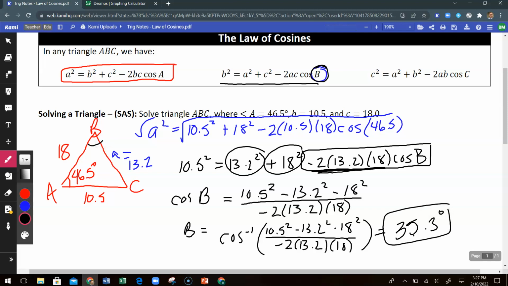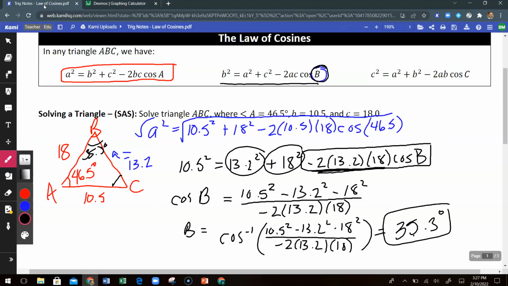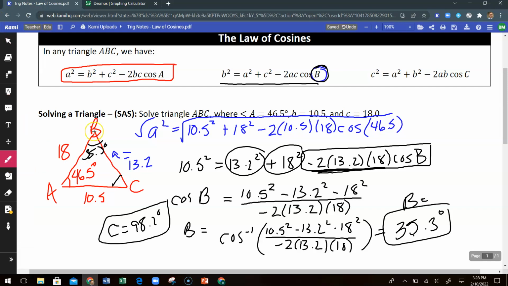Okay. Now, once I get that angle, the last thing is really easy to find, and that is simply to subtract those two from 180. So I'm going to do 180 minus 35.3 minus the angle that was given, which is 46.5. And that means that angle C is 98.2. Right? So C is 98.2 degrees. So I've got all three angles, all three side lengths. That triangle is now solved.